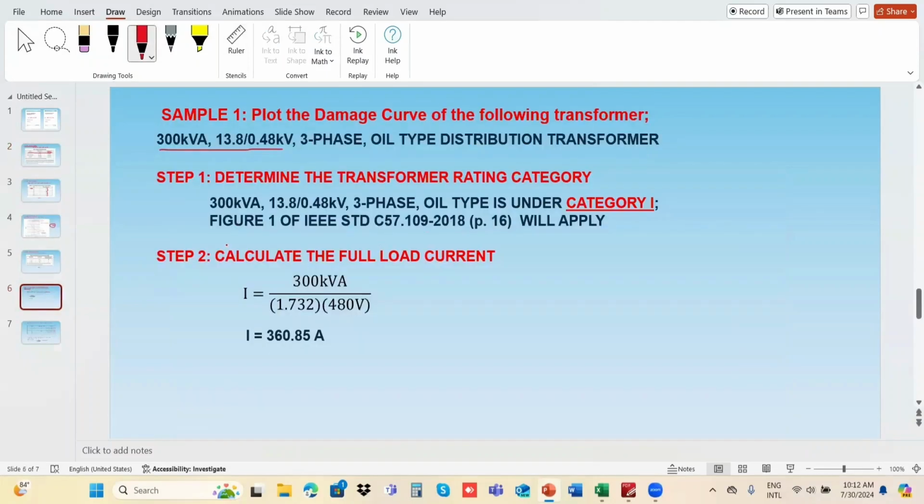Okay. Now, next is calculate the full load current. So the full load current is 300 kVA divided by square root of 3 multiplied by 480, which is equal to 360.85 amperes.